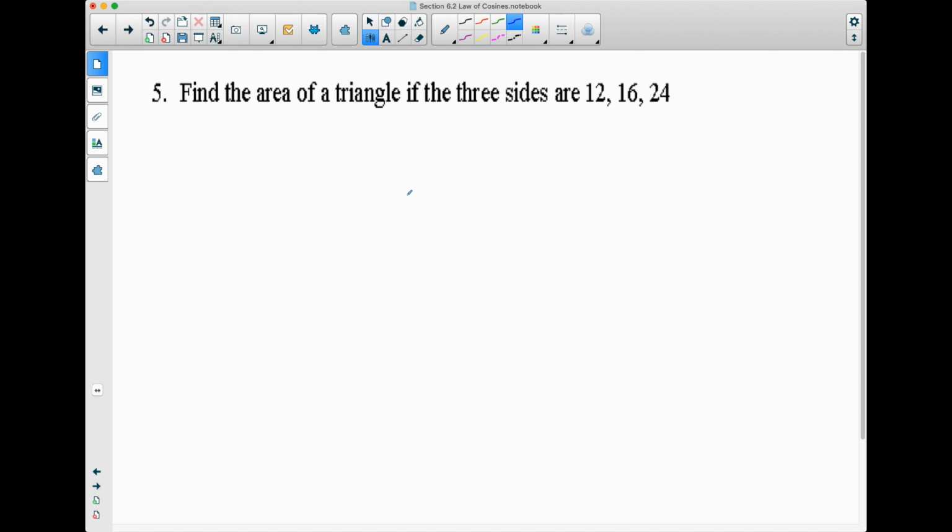Can you put that whole A equation into the calculator? Absolutely, if you type it in correctly, yeah.